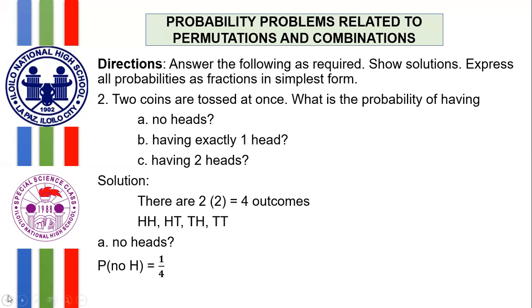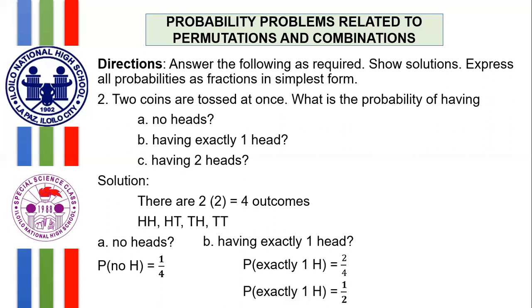How about having exactly 1 head? So how many here? We have 2. We have head, tail, and tail, head. So that's 2 out of the 4 outcomes. And the probability of having exactly 1 head is 2 over 4. Dividing both numerator and denominator by their GCF, which is 2, we have 1/2. So the probability or the chance of having exactly 1 head is 1/2.